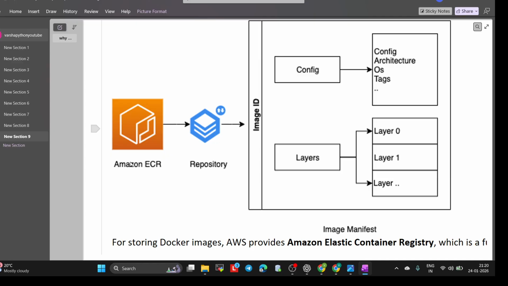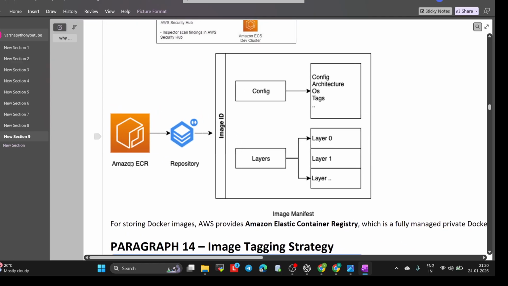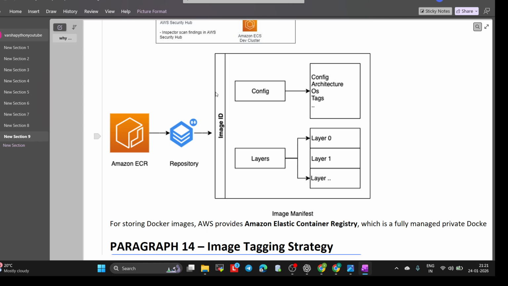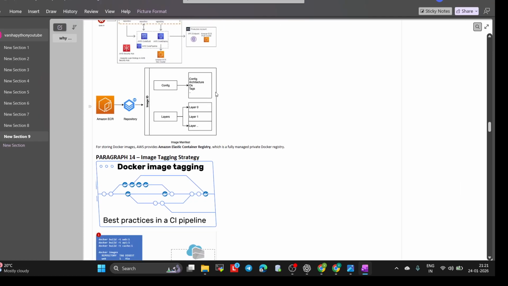So ECR here supports IAM based access control, and it supports image scanning, encryption at rest and private repositories, making it suitable for enterprise environments. So what does this emphasize? It means that ECR enables immutable deployment, because once an image is pushed, the same image is deployed across the dev, staging and production environments, ensuring consistency and reducing deployment related issues. So this is about ECR.